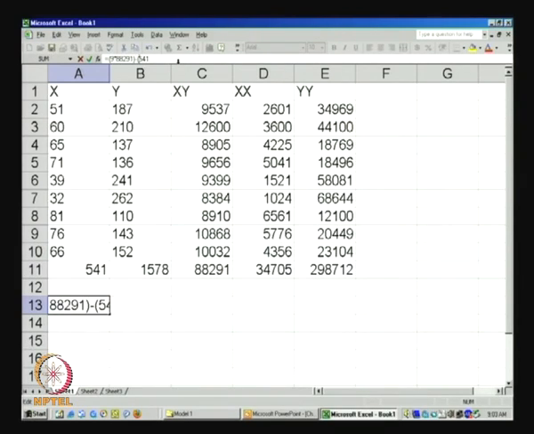$541. Okay, and 541 multiplied by 1578. Okay, so this is how you have received. So, okay, the denominator is like this.